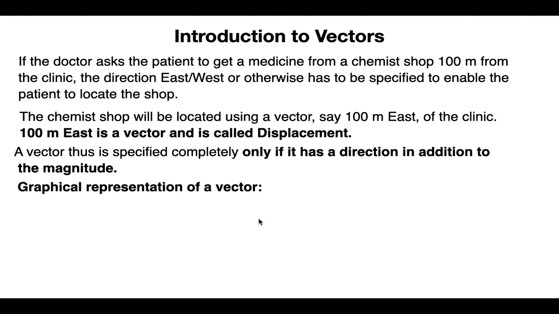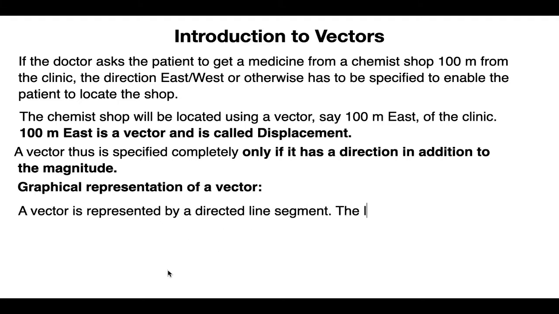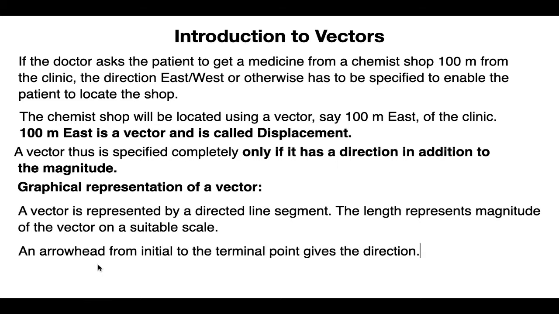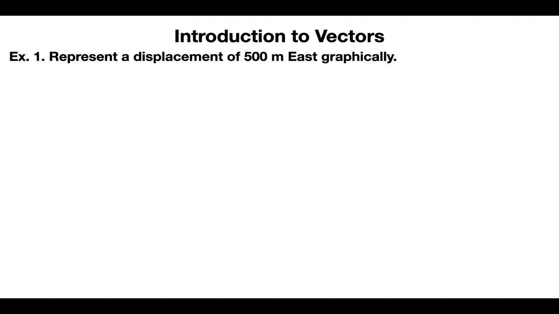Graphical representation of a vector. A vector is represented by a directed line segment. The length represents magnitude of the vector on a suitable scale. We will elaborate using suitable examples. An arrowhead from initial to the terminal point gives the direction of the vector. Let's now illustrate the same with examples. Example 1. Represent a displacement of 500 meters east graphically.